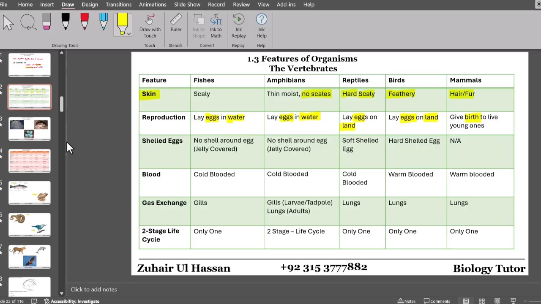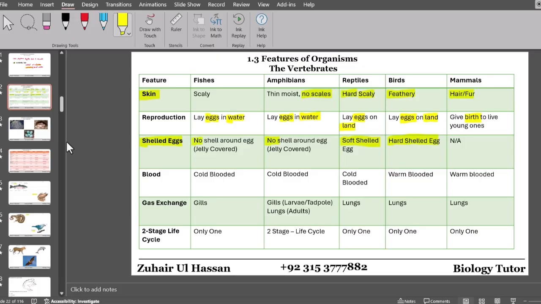Now if we specifically talk about shelled eggs, these are present only in reptiles and birds. Reptiles have soft shelled eggs, birds have hard shelled eggs. A shell is the outermost protective covering that is present above the egg to protect the egg from predators. Reptiles have this shell very soft, birds have a hard shelled egg. But there is no shell present in amphibians.